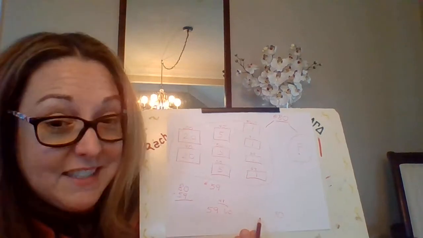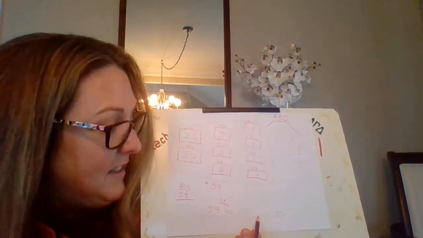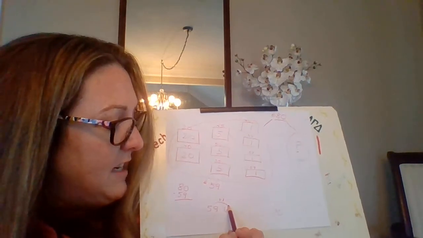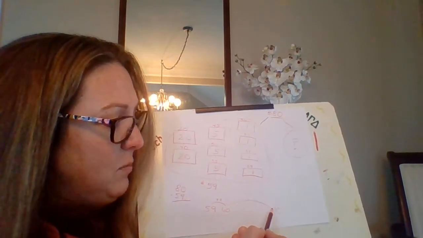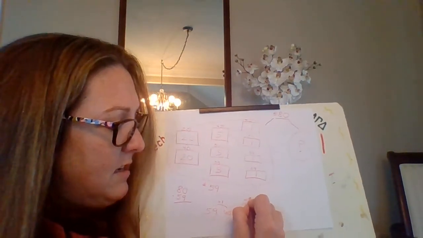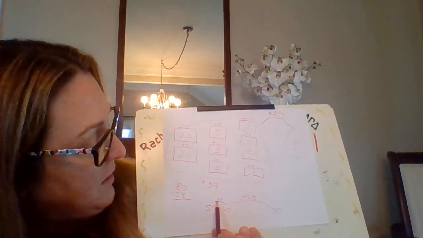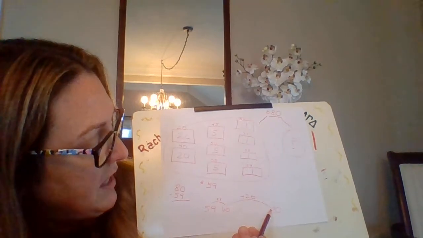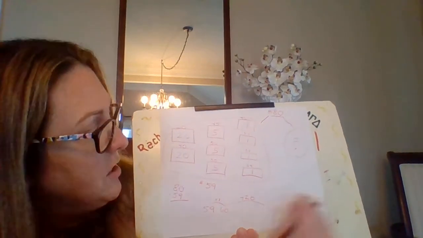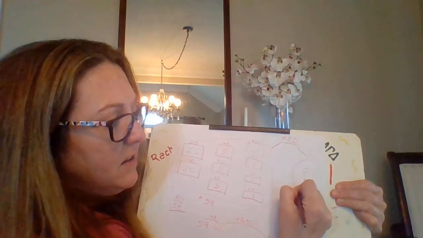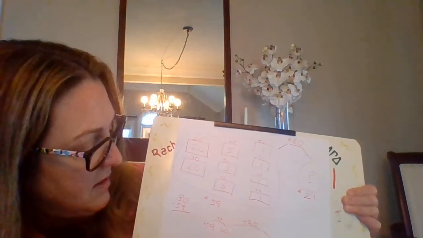And now we've got to go from 60 to 80. 60 to 70 is 10. 70 to 80 is 10. So 60 to 80 is 20. So now I can see that 1 plus 20 is 21. So $21 is how much he saved.